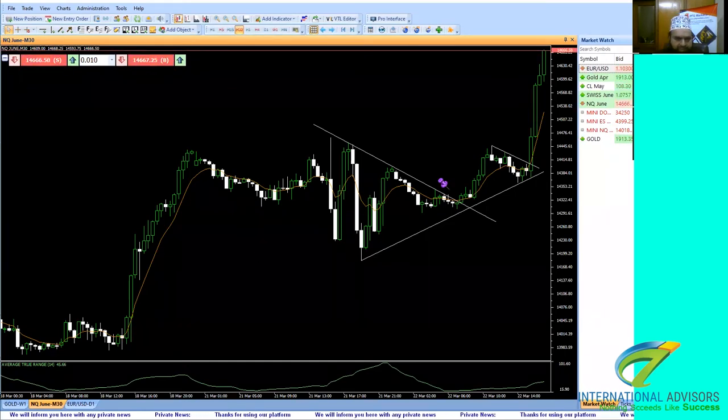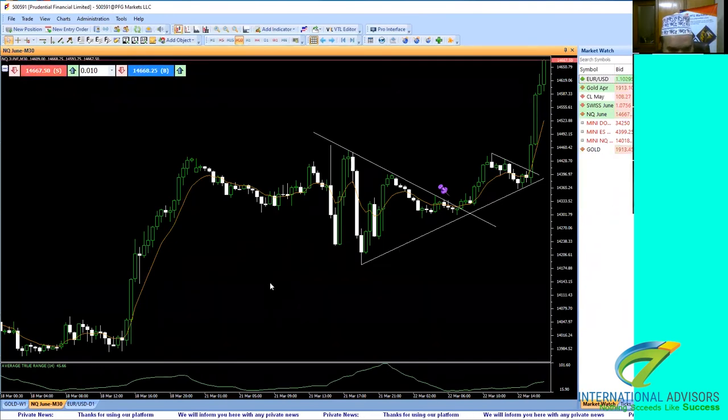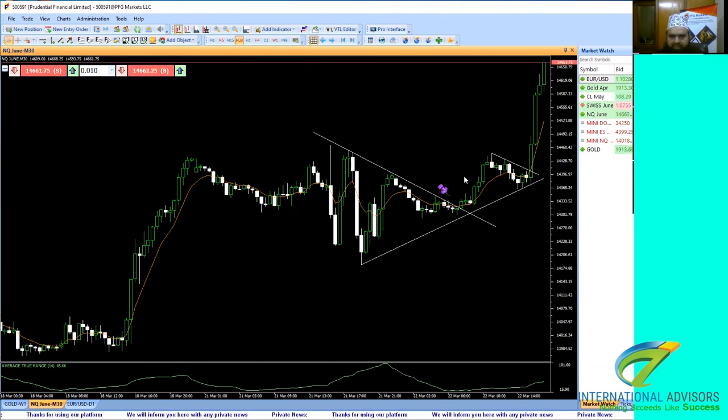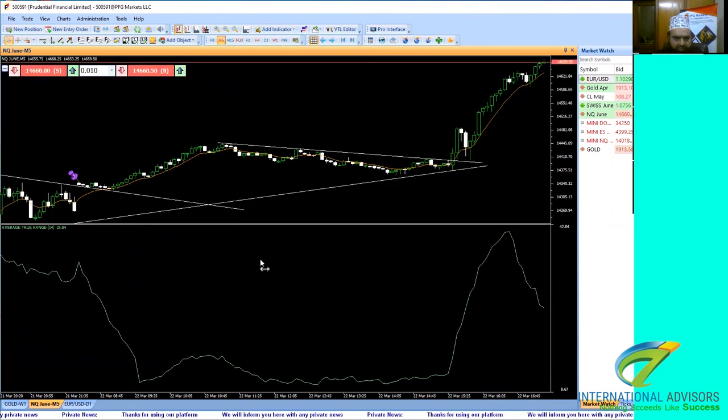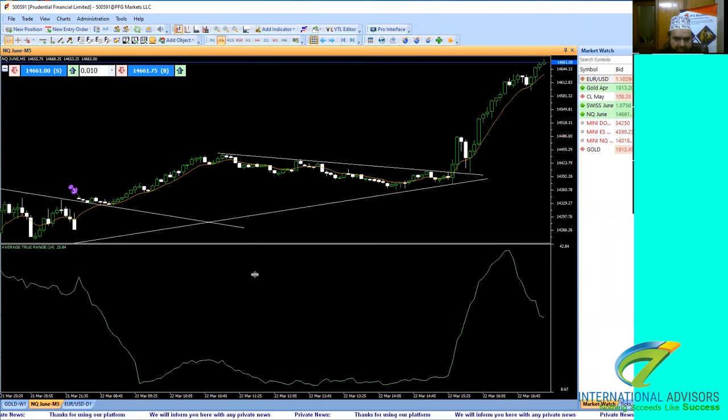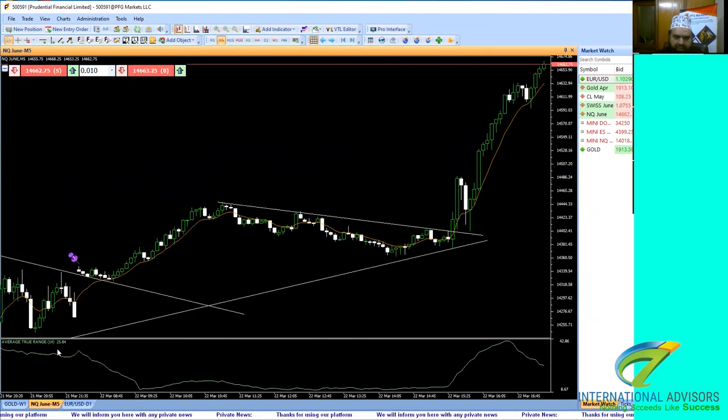Sir, 45.66. Exactly. So that 45 means that so far 45 points is the average move of the Nasdaq in 30 minutes time. Whatever time frame you select, it will be accordingly. For example, if you change it to 5 minutes, then you can see it will be reduced, and it's showing now 25. It means it's moving 25 points in 5 minutes.